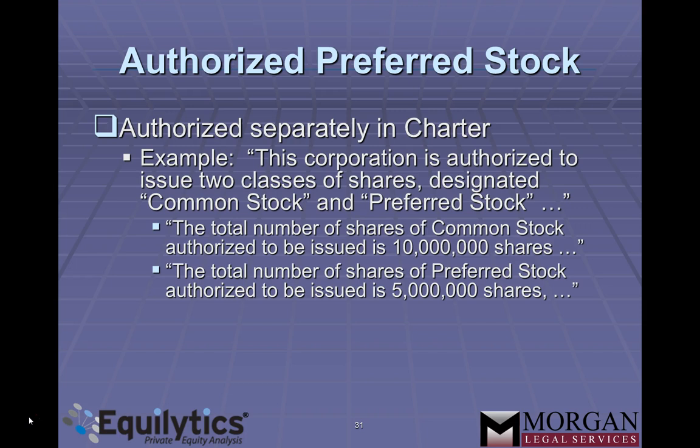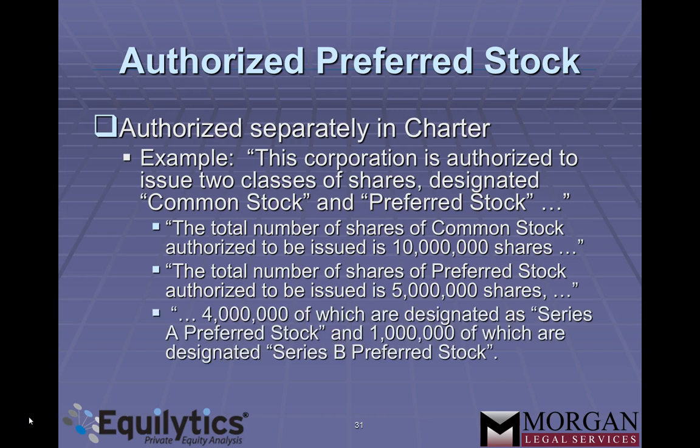Why? Because preferred can be and is going to be subdivided into series, and that has to be stated separately. 4 million of which are designated as Series A preferred stock, 1 million of which are designated Series B. So we've authorized 5 million preferred and further subdivided that 5 million into two designated series, A and B, and specified the number of shares for each of the series.